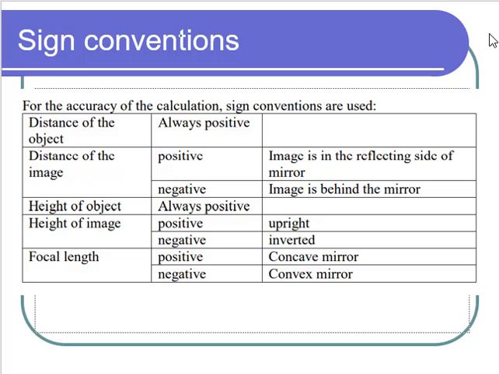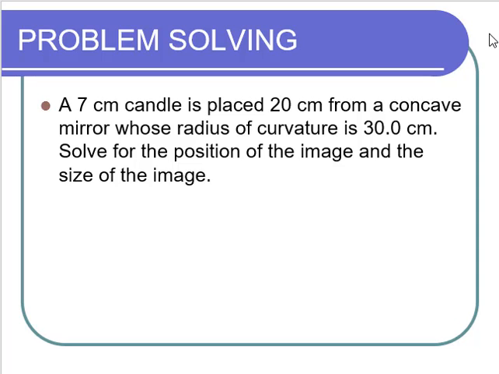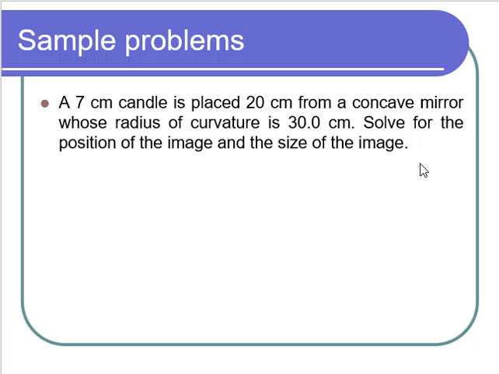For the focal length, for concave mirror, we always use positive focal length. But for convex mirror, we will use negative focal length. Okay? So you have to remember those sign conventions. Okay, we will solve this problem.